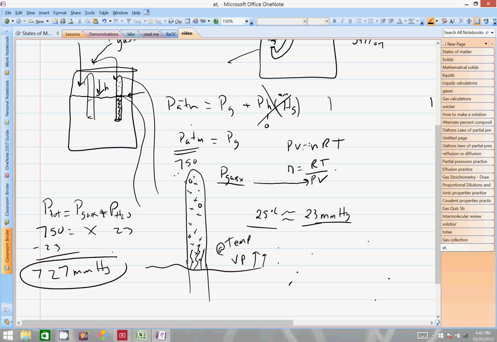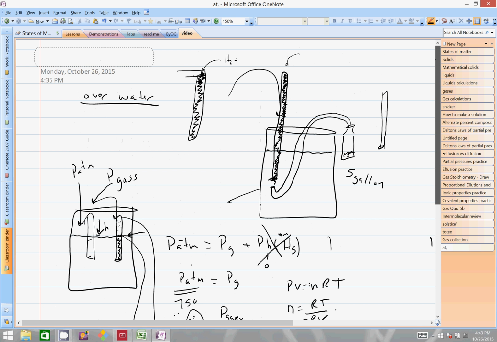Just simple subtraction there. Okay, so kind of a lengthy little discussion into gas collection, but pretty much here is going to cover a whole bunch of different situations.